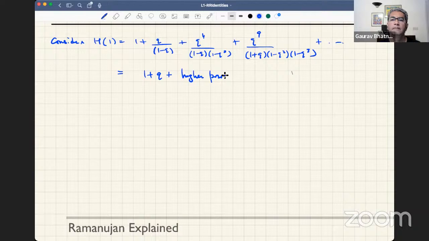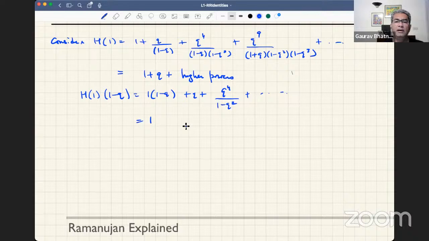So I multiply both sides by 1 minus q. What do I get? I get 1 plus q, sorry, 1 plus 1 times 1 minus q, plus q here, plus I'll get q raised to 4 over 1 minus q squared, plus blah, blah, blah. And this guy will give me 1. This q will cancel and I'll get 1 plus q raised to 4 over 1 minus q squared plus. So this is 1 plus q raised to 4 plus higher powers.